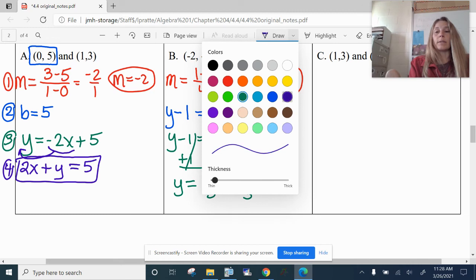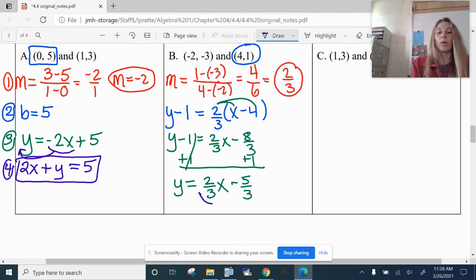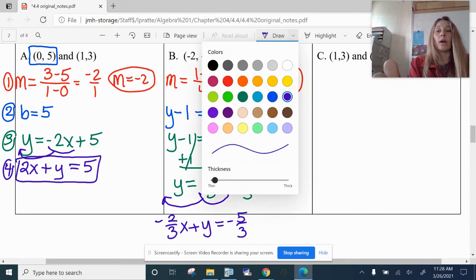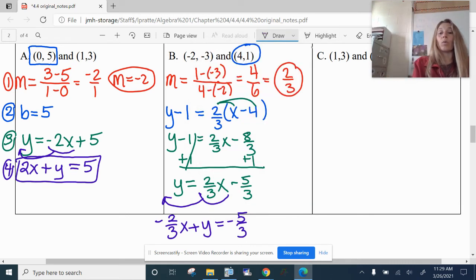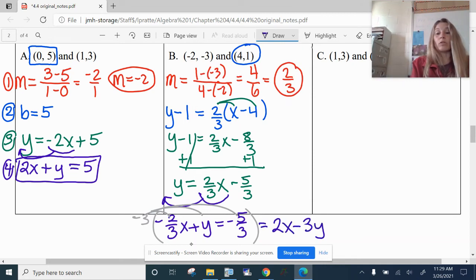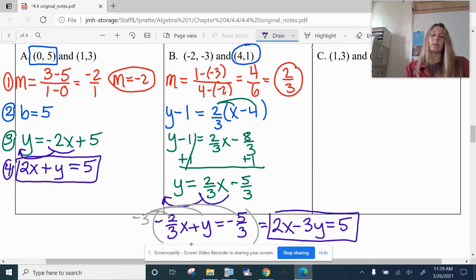So now to put this in standard form, I want to bring my x term over to the other side. This will make it negative 2/3 x plus y equals negative 5/3. Of course, I don't like the negatives or those 3's there on the bottom, so I'm going to distribute negative 3 to everything, which will then give me positive 2x minus 3y. Make sure you distribute to the y, even though there's nothing to get rid of, and then positive 5. That is my answer in standard form.